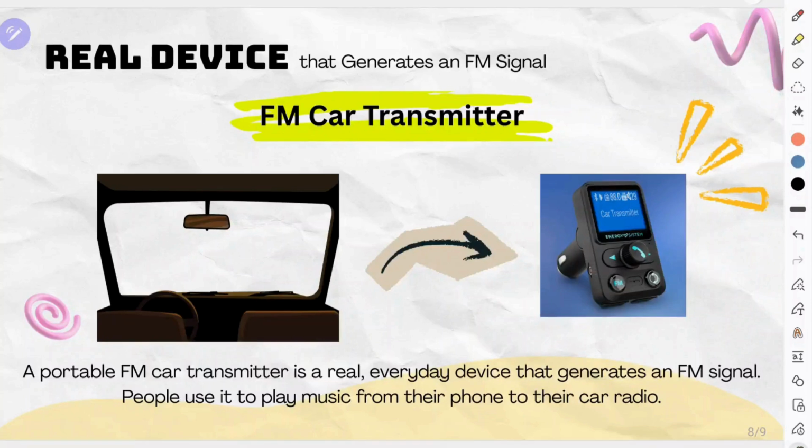Now, moving to a real device that generates an FM signal. A common example is the FM car transmitter. This device is often used in cars that do not have Bluetooth or a USB input. The transmitter connects to a phone, usually through Bluetooth, and then it modulates the audio onto an FM carrier frequency such as 98.3 MHz. When the car radio is tuned to the same frequency, it receives and demodulates the FM signal, allowing the audio to be played through the car speakers. This shows how FM modulation is used in a simple everyday application.